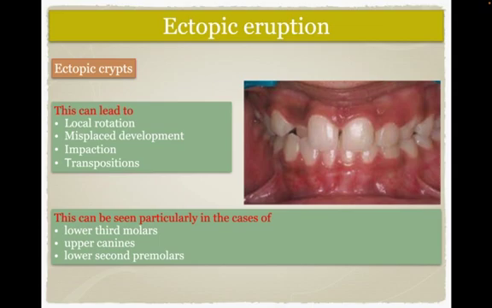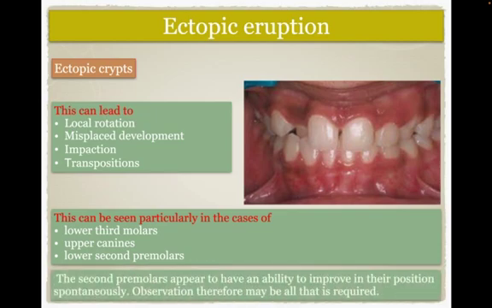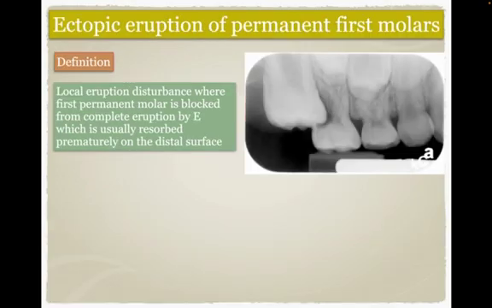This can be seen particularly in the cases of the lower third molar, upper canine, and lower second premolar. These are the most common teeth to have ectopic eruption: molars, canines, and second premolars. However, the second premolar is the one that will improve in position spontaneously. So in the clinic, if you see a patient with an ectopic second premolar, you usually wait and observe, because usually this tooth tries to spontaneously correct its position.